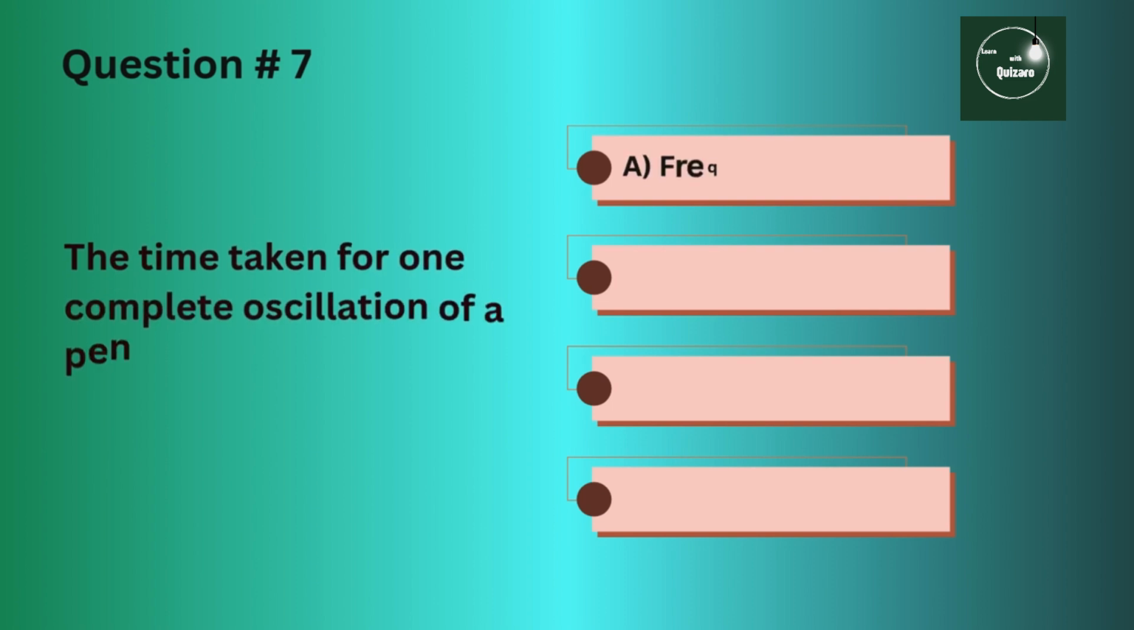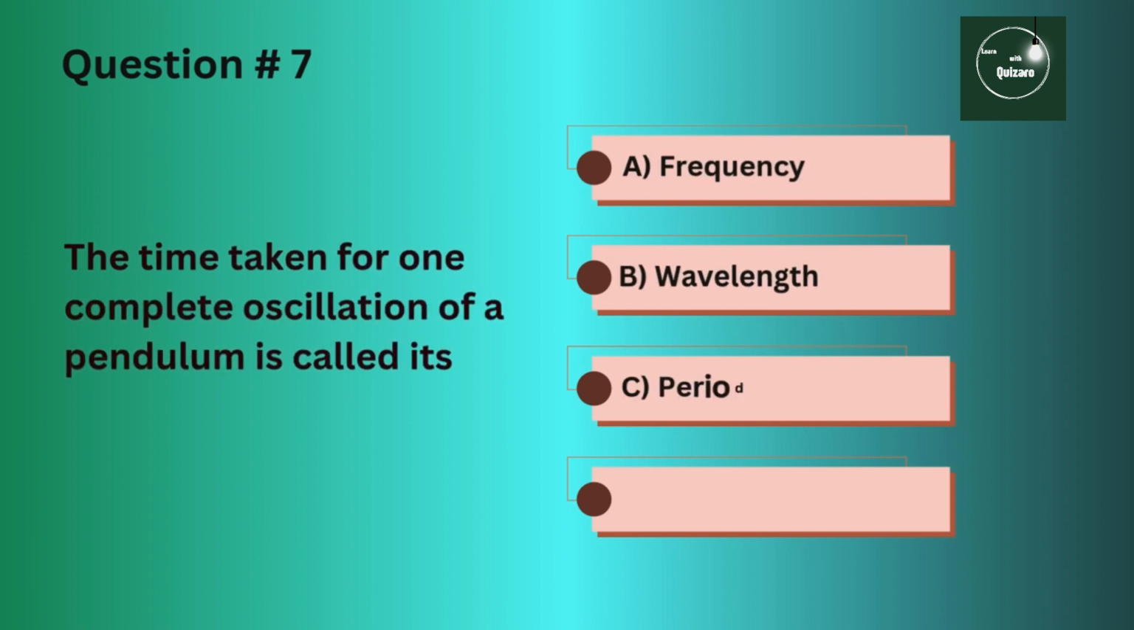Question number 7. The time taken for one complete oscillation of a pendulum is called its A. Frequency. B. Wavelength. C. Period. D. Amplitude.